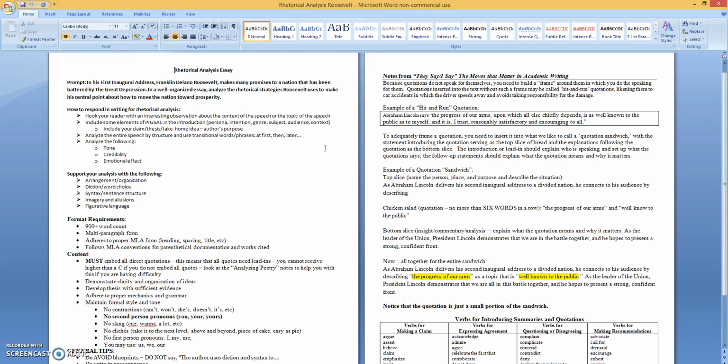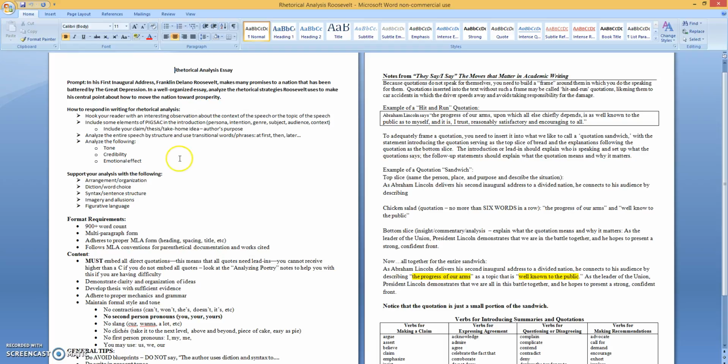What's nice about this prompt, it gives you his main purpose, which is how to move the nation forward. And so that's your claim. That's his point. Now, you organize the rest of your essay based on the different purposes in each part of the essay when you divide it.